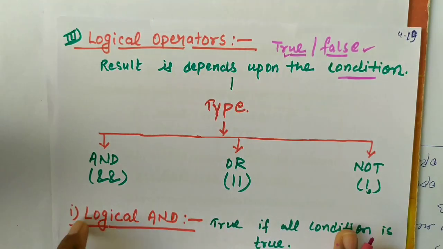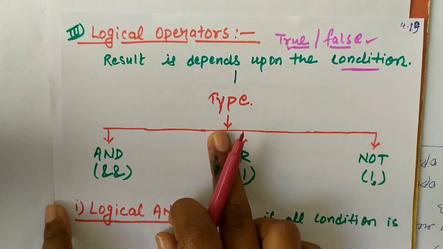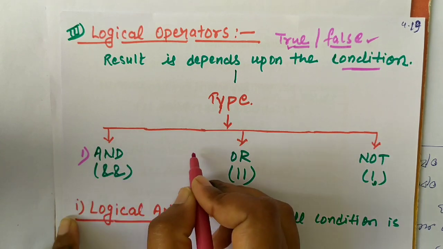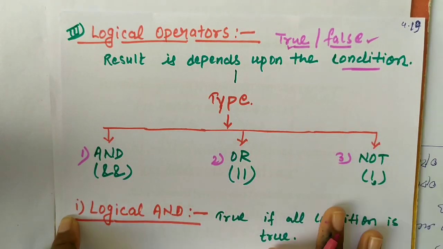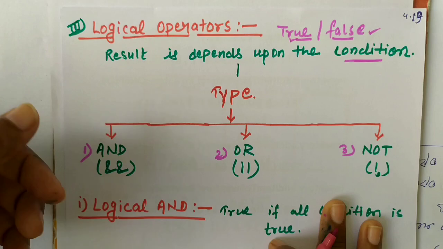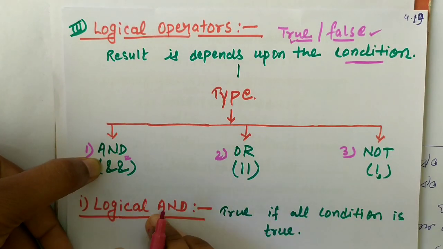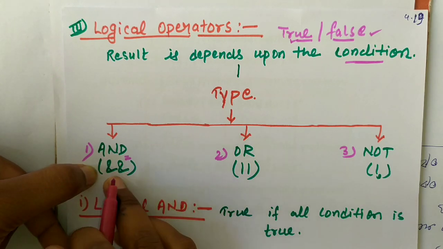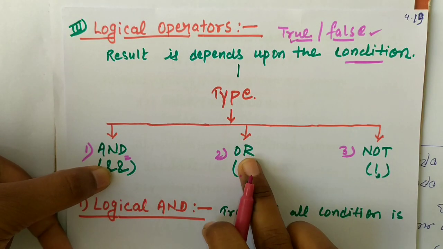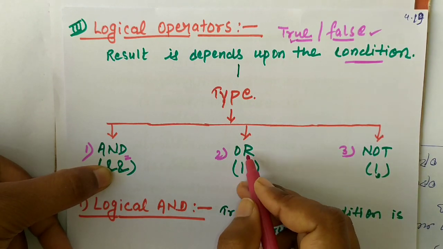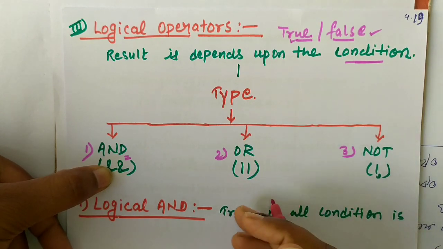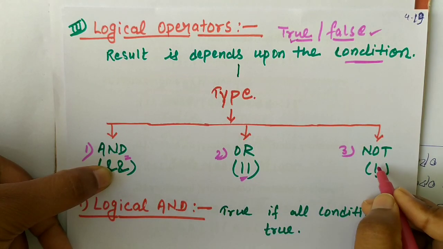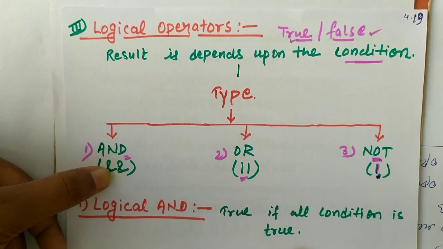So let's see the different types of logical operators. Here are the types of logical operators. There are three types of logical operators. The first one is AND. The symbol of the AND operator is double ampersand. The second one is OR. This is the double slash sign, or two parallel lines, the symbol of the OR operator. And this is the NOT sign for the NOT operator.